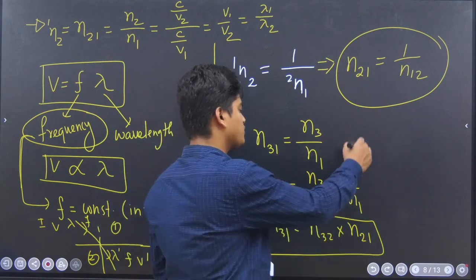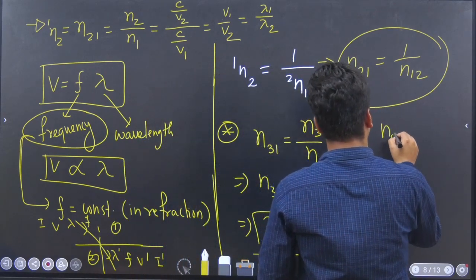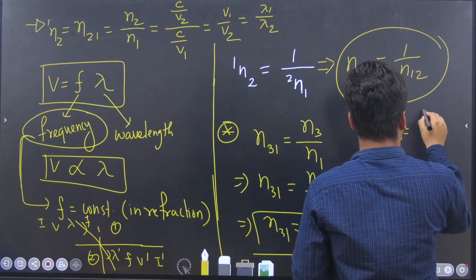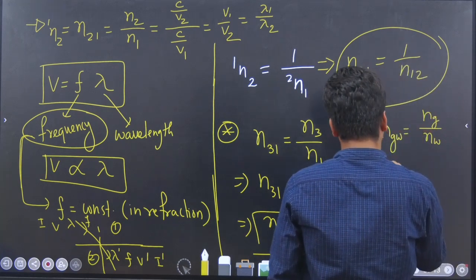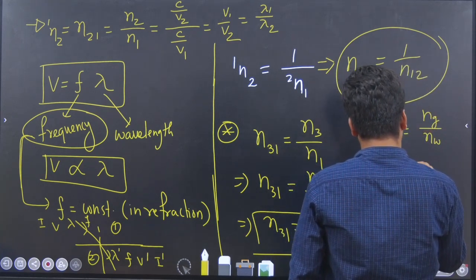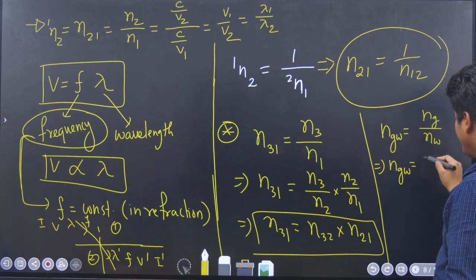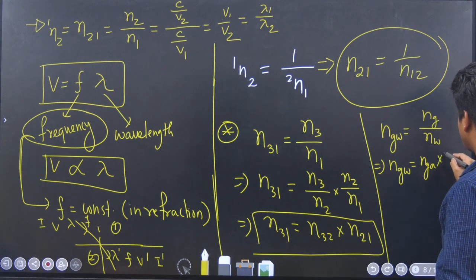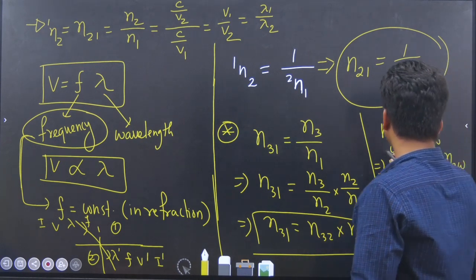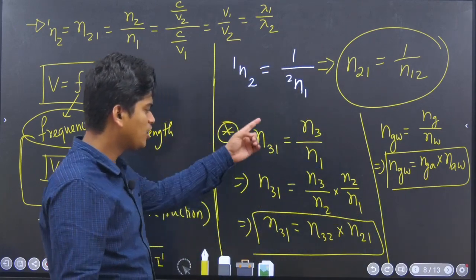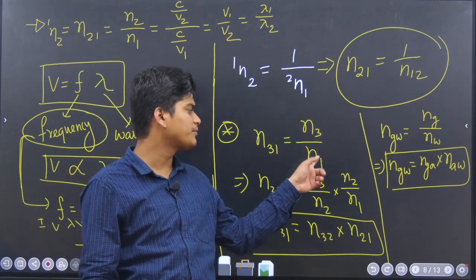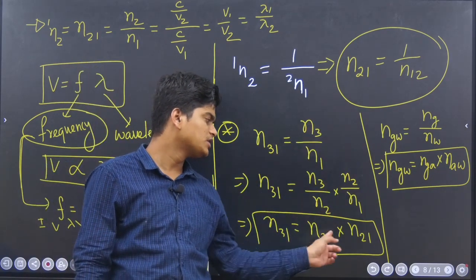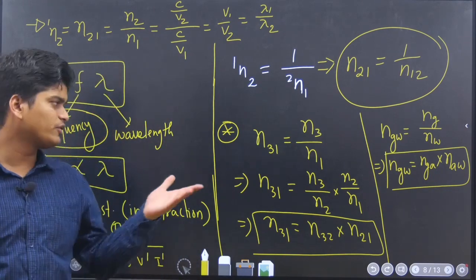Or suppose you want to write the refractive index of glass with respect to water, then you can write refractive index of glass by refractive index of water, and you can write this as glass with respect to air into air with respect to water. So this way also you can write. This is the proof you can do here. So end to end you are multiplying. Suppose you want to write 3 2, similarly you can write 3 by 2 and put the middle medium accordingly. Whatever you want you can do here.